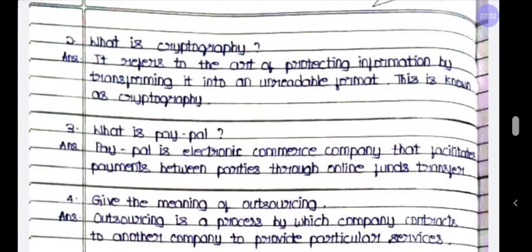Next, what is PayPal? PayPal is an e-commerce company that facilitates payments between parties through online fund transfer. It is like Google Pay or PhonePe, acting as sender and receiver. If you want to transfer money to another person, like Google Pay and PhonePe, PayPal also helps in an online transaction or online business to pay the cost of the products you purchased.